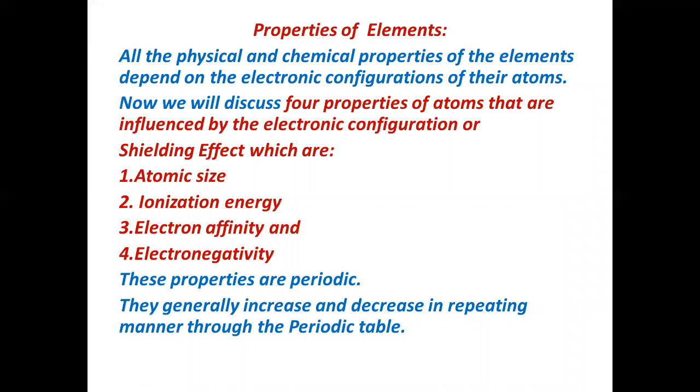Coming towards the next topic, that is properties of elements. The properties of elements, whether physical or chemical, depend on the electronic configuration of the atoms. Now we will discuss 4 important properties of atoms that are influenced by the electronic configuration, or in other words, by the shielding effect. Those 4 important properties are atomic size, ionization energy, electron affinity, and electronegativity.